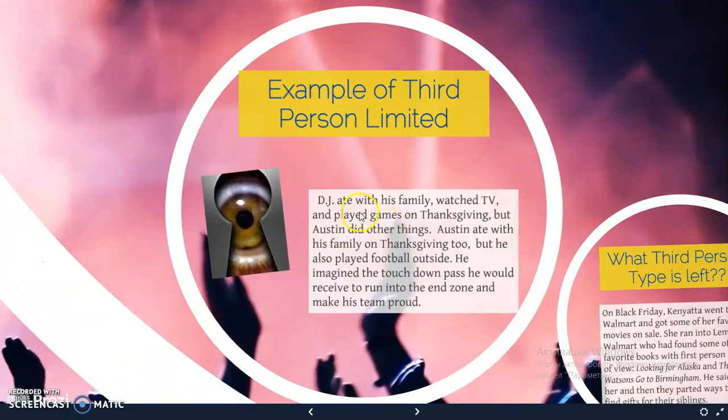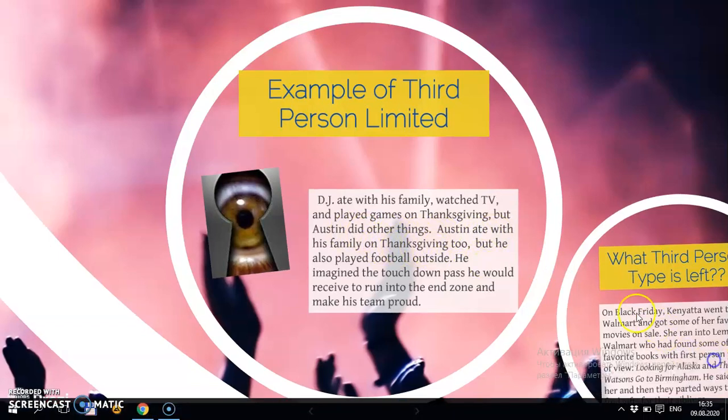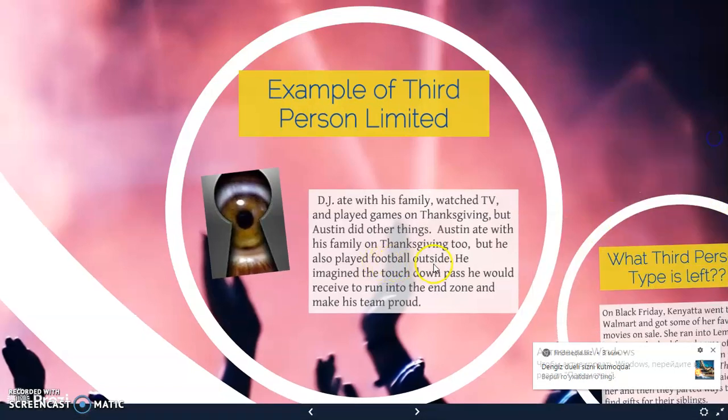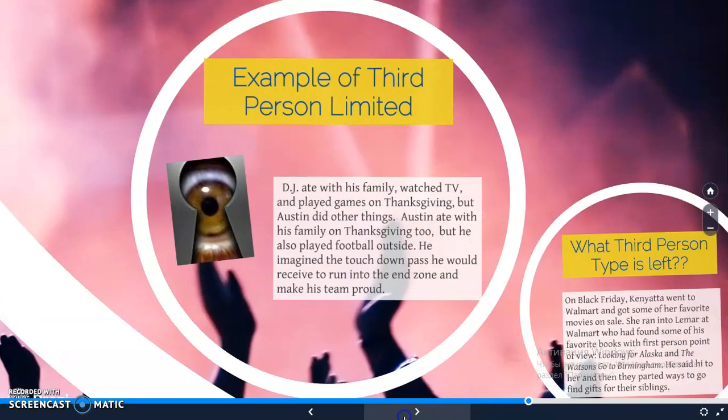Example of a third person limited: DJ with his family watched TV and played games on Thanksgiving, but Austin did other things. Austin ate with his family on Thanksgiving too, but he also played football outside. He imagined the touchdown pass he would receive to run into the end zone and make his team proud. You see here only one person's thoughts are being given. That's why this is a third person limited.